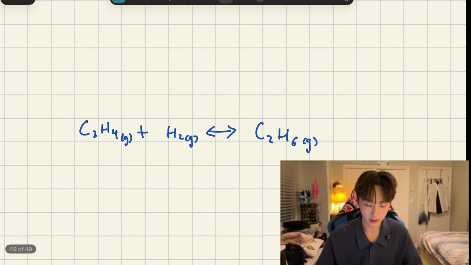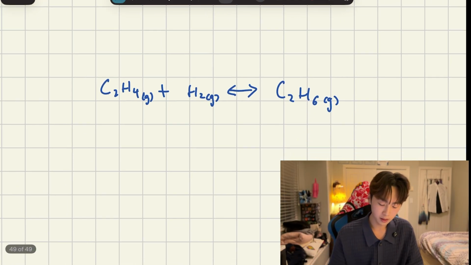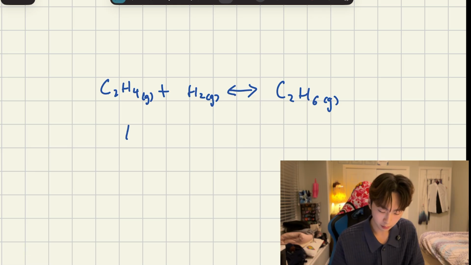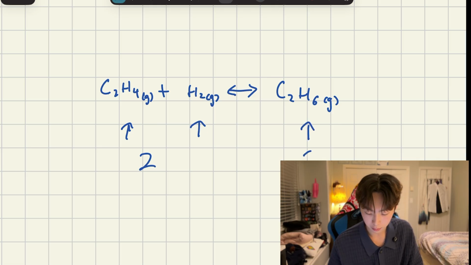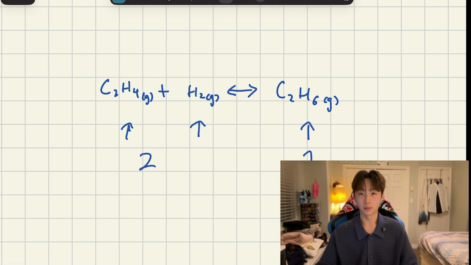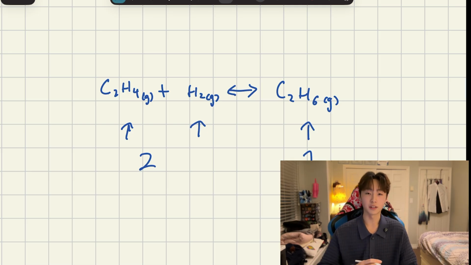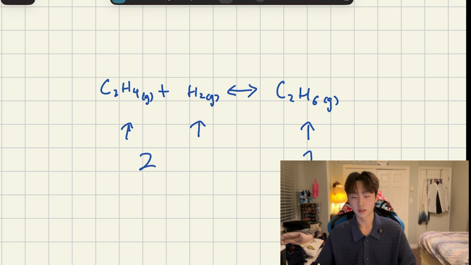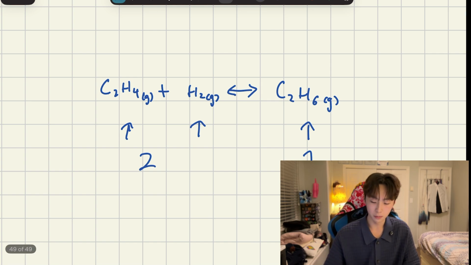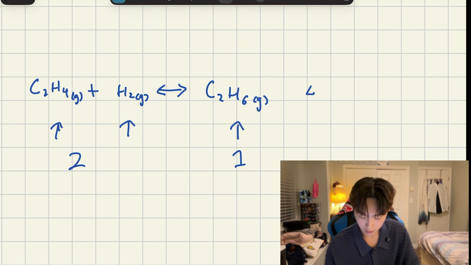Now let's look at this reaction. We can see that on the left side, we have 2 moles of gas. But on the right side, we only have 1 mole of gas. So when we go from reactants to products, we're decreasing the amount of moles in the reaction. So that's actually going to be more ordered or less disordered, which is why our entropy is negative in this case.